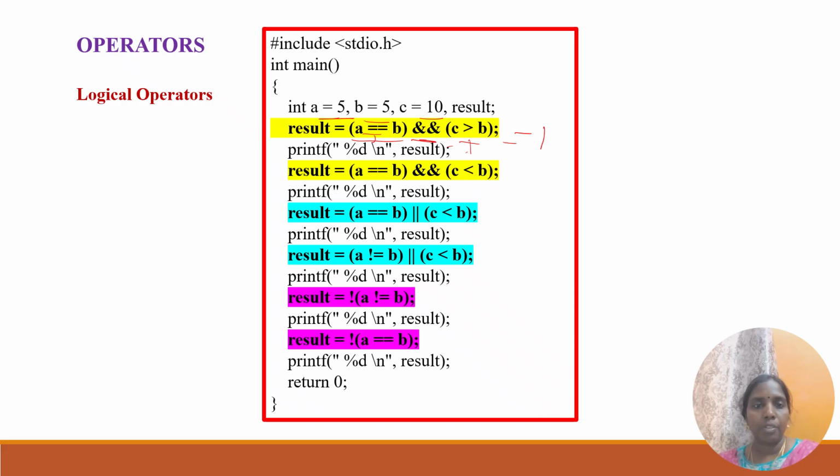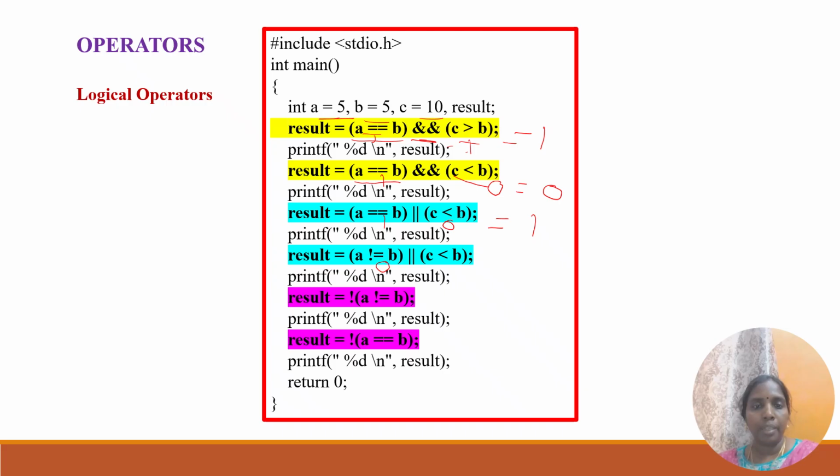Similarly, the second expression, if you see a equal to b and c less than b. So a equal to b is 1, that is true, and c is less than b is false, so it is 0. So 1 and 0 is 0. The next expression is result a equal to b or c less than b. A equal to b is 1 and c less than b is 0. So if any one of the inputs is 1, the output will be equal to 1. So this expression will give the result as 1. So the next is a not equal to b. So a is equal to b, so this condition is 0.